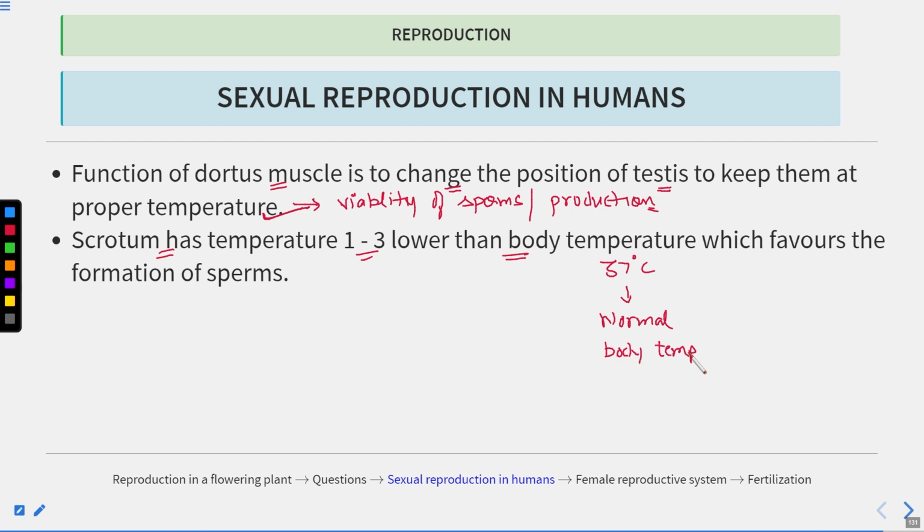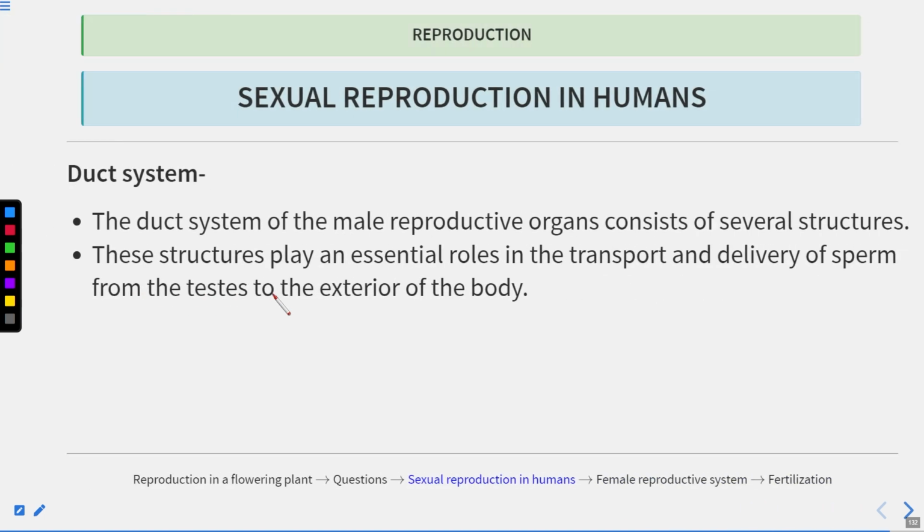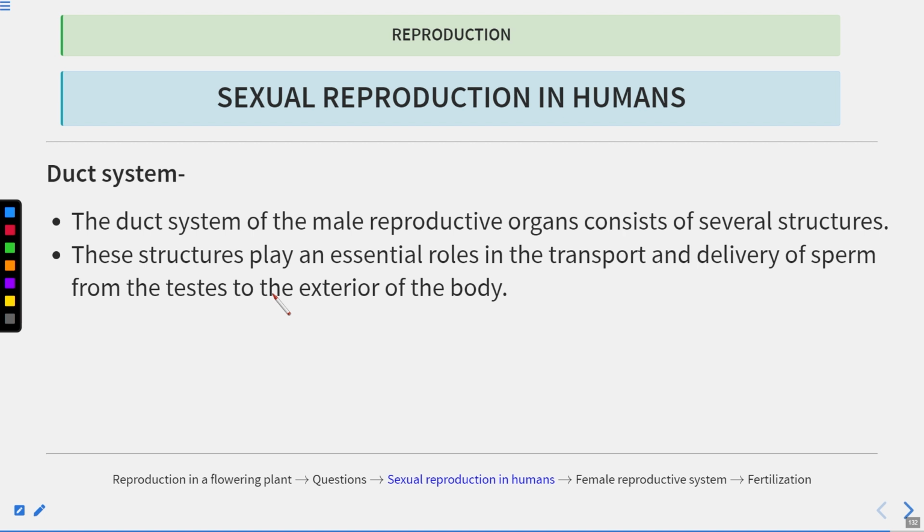So the temperature of the scrotum is 1 to 3 degrees less than the body temperature, and this favors the formation of the sperms. Clear? That's why it is very important to maintain the temperature of the scrotum. Now let's talk about the duct system. The duct system of the male reproductive organs consists of several structures, and these structures play an essential role in the transport as well as the delivery of the sperm from the testis to the exterior of the body. So this duct system is very important for the transport and delivery of the sperms.